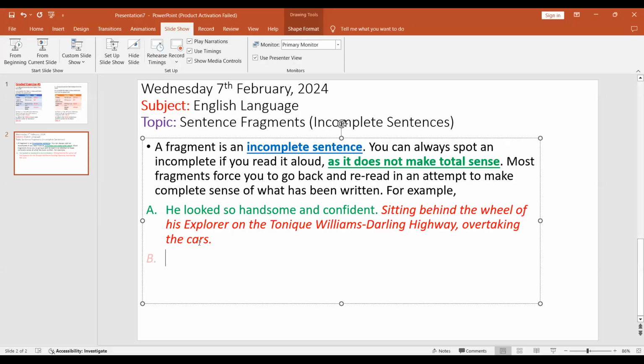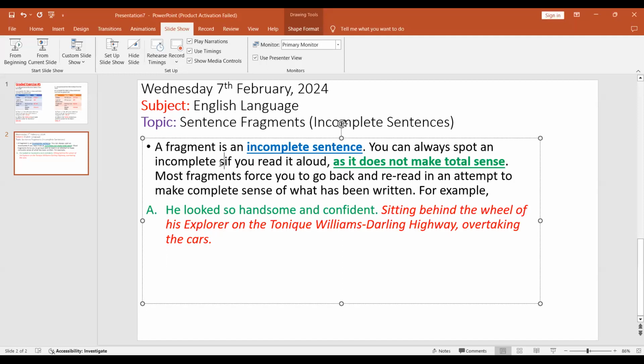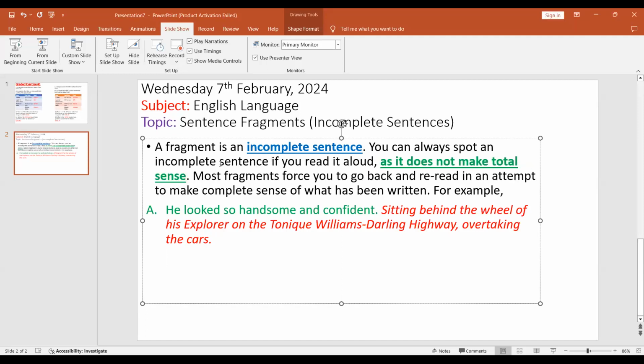Let's do another one. Excuse me, Mr. T. Go ahead. I think you made a typo. What I said, very top: "You can always spot an incomplete sentence if you read it aloud, as it does not make total sense." You missed the word sentence. Aha, thank you. "You can always spot an incomplete sentence if you read it aloud, as it does not make total sense." Good. All right, B.